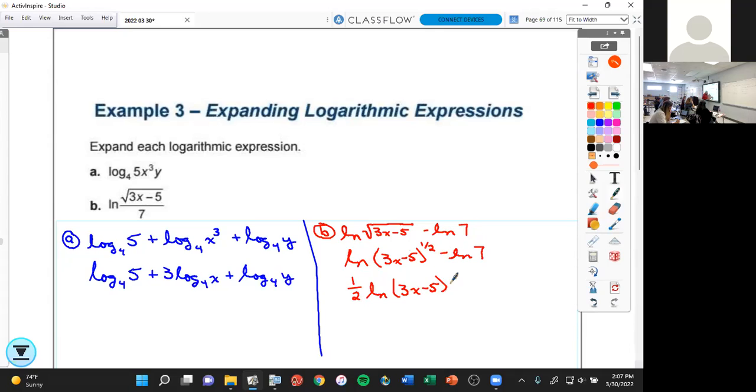Are those parentheses needed? 100% needed. Absolutely. Otherwise, it would look like 1/2 3x minus 5. That's not what it says. Okay. Good job. Questions?